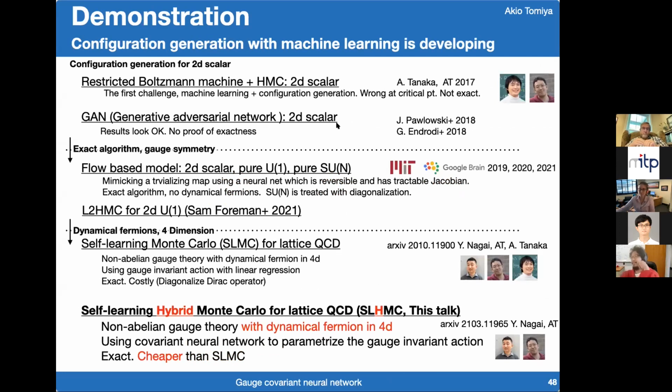This is some historical view of machine learning with configurations. We tried to generate configurations for a 2D scalar theory in 2017. After many people worked on this, last year I developed the self-learning Monte Carlo, and this year I developed the self-learning hybrid Monte Carlo, for a non-Abelian gauge theory with dynamical fermions in 4 dimensions.